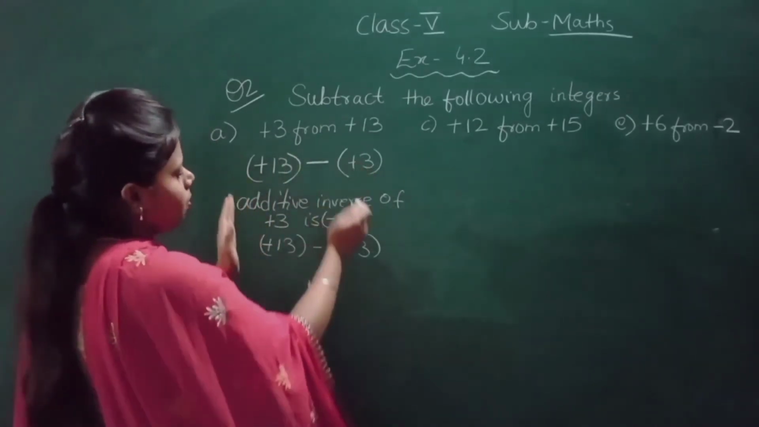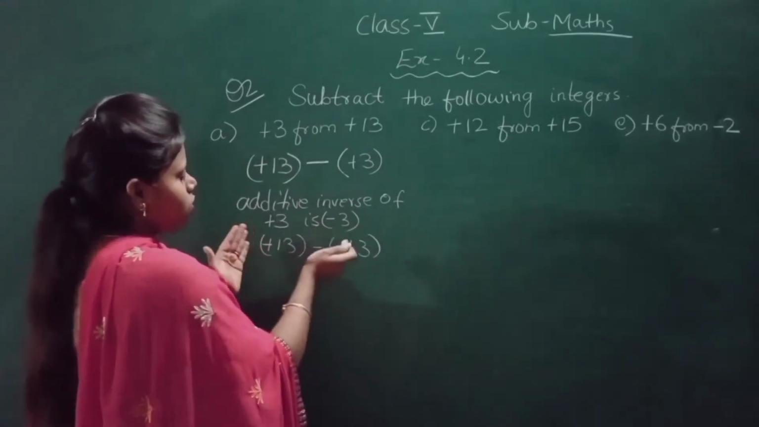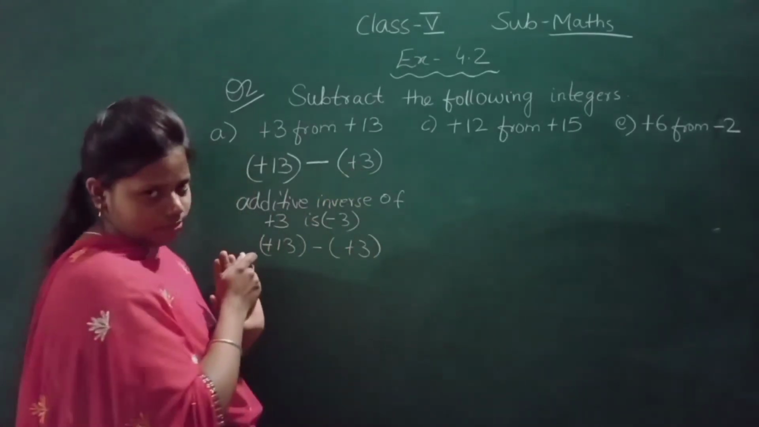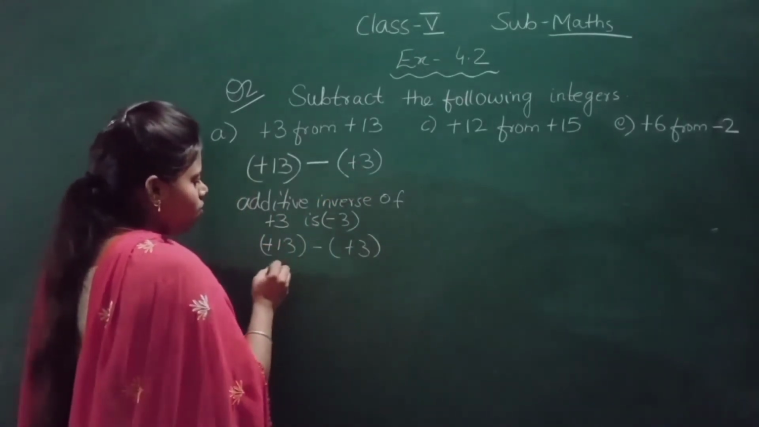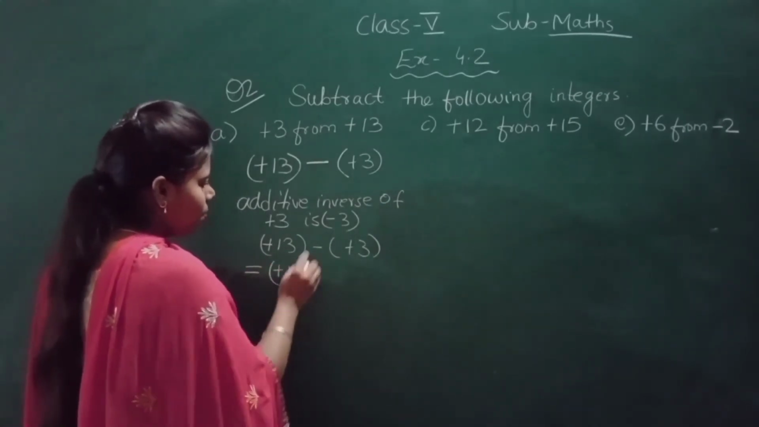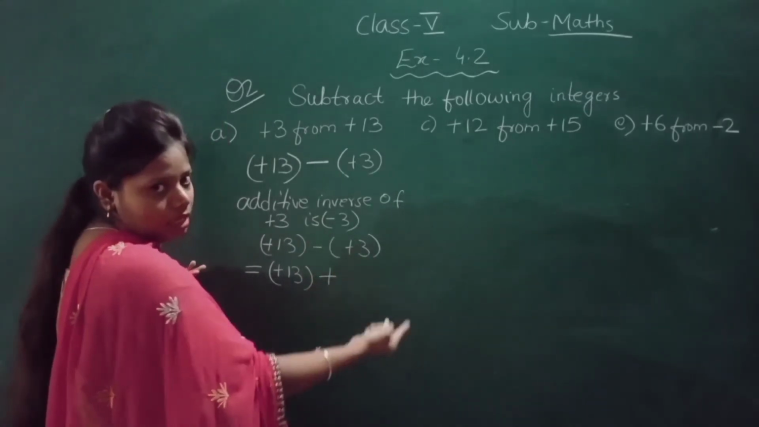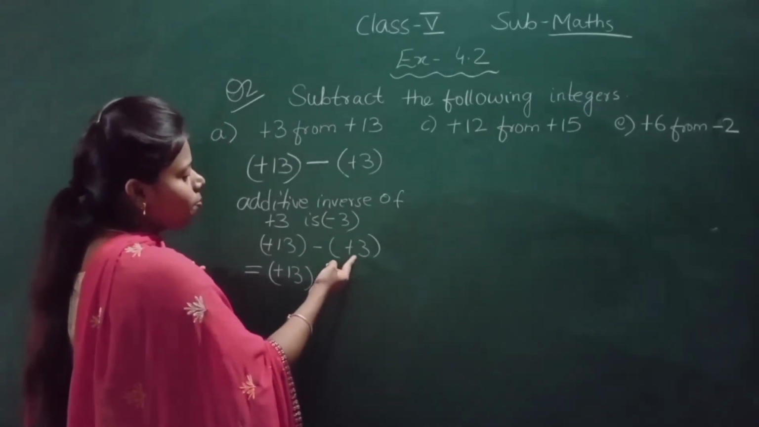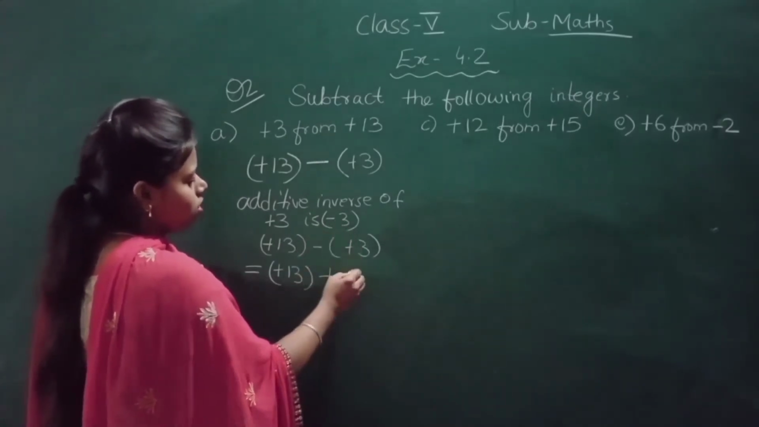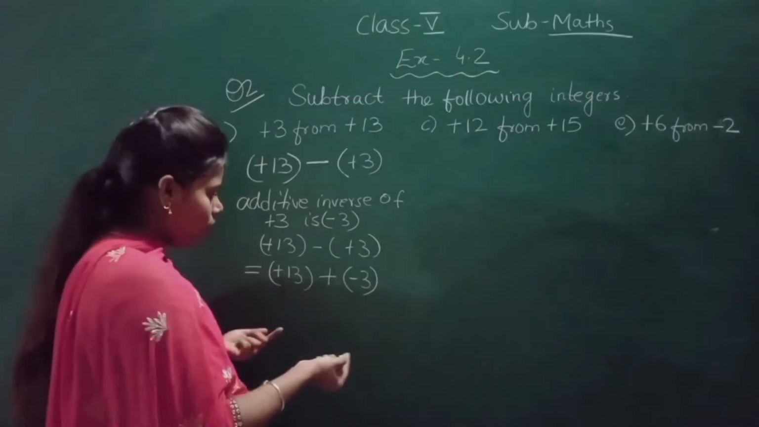Now you will copy the same question here so that you don't get confused. Next step: plus 13, copy the same, minus we will write plus, and then we write the additive inverse of plus 3. What is the additive inverse of plus 3? It is minus 3.